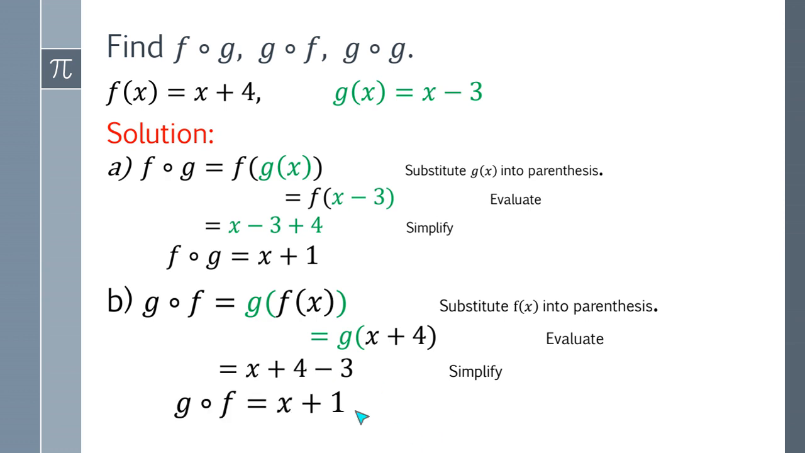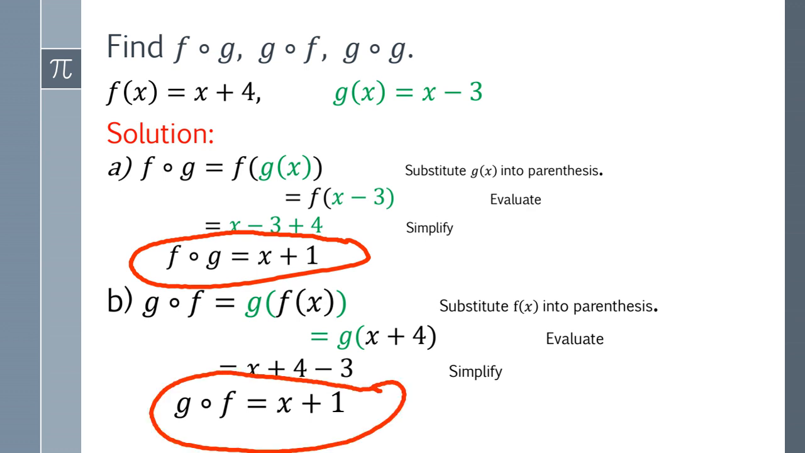Now notice that we got the same answer, right? We got x plus 1 and x plus 1. That is just a coincidence. It doesn't happen all the time. Okay, so now the last one is g composed of g.